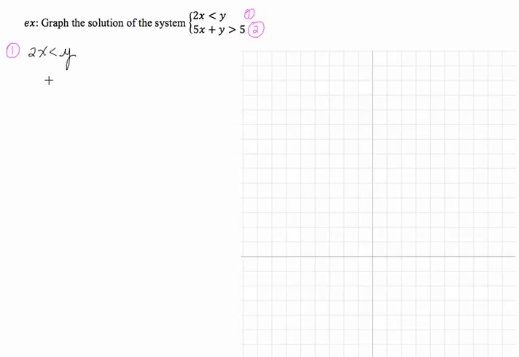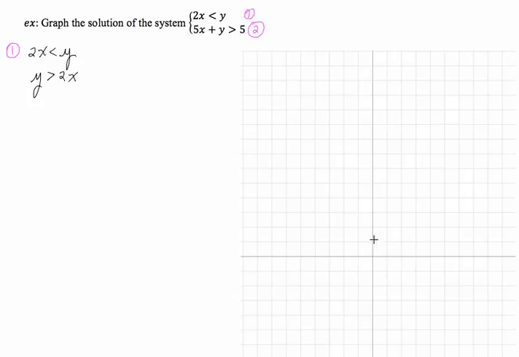Because that reads to me backwards, let's just reverse it. That's the same as saying y is greater than 2x. That makes more sense to me. Y is greater than, meaning above, the line 2x. Okay, that's a simple equation from here, just to graph the line y equals 2x.